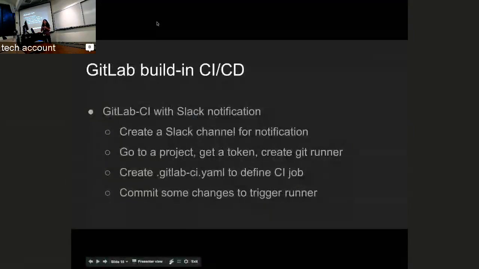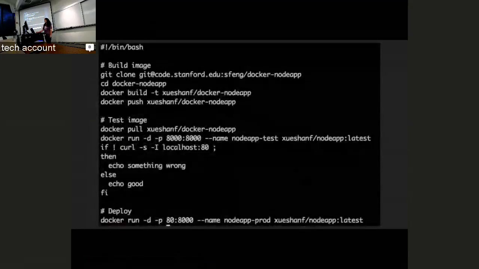We're going to create a Slack channel for notification, so when I build, I get notification. That's what I want to know. Using Slack gives you some flexibility: maybe you want your ops to know what's happening, but you do not want to give them any access to your repo, right? That's one use case. And I'm going to create this runner that needs a token, and then I'll create a job to define my CI job, and then I'm going to commit some change to my repo to trigger it.